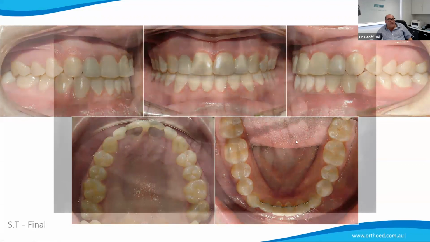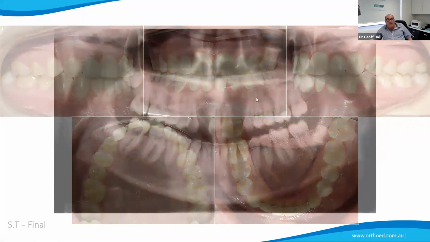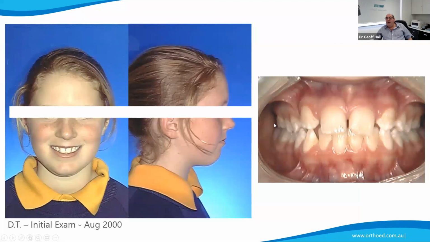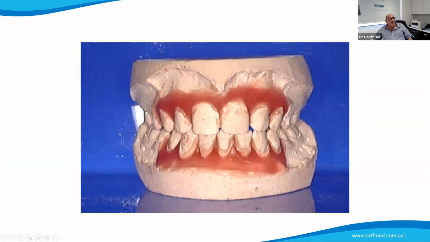Sarah's, and you can see this was a beautiful result. Look at the root divergence here. Everything turned out perfect. But Sarah's sister came in at the same time, Dominique. So Dominique came in missing upper laterals, but when I looked at it, she had a class 2 buccal relationship.